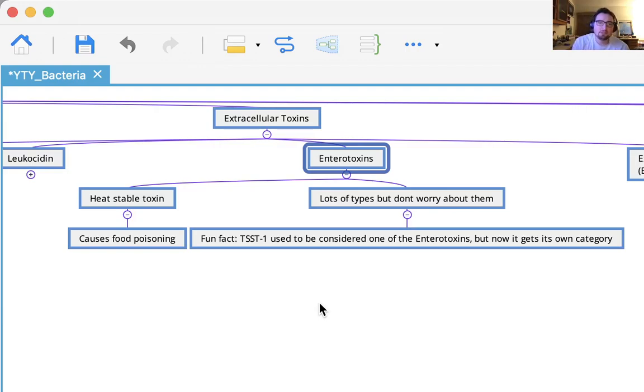There's lots of different types of these toxins. I wouldn't worry about them. Just know they're heat stable. And as just a fun fact, toxic shock syndrome toxin used to be considered an enterotoxin, but now it gets its own category. But once upon a time, it was one of these guys.